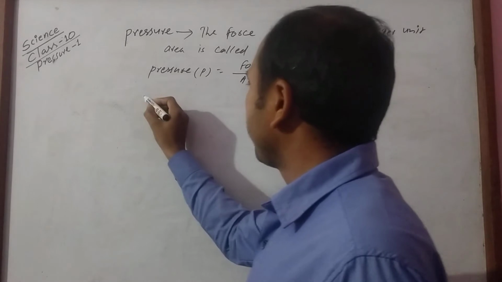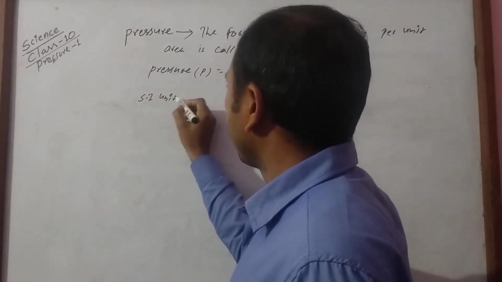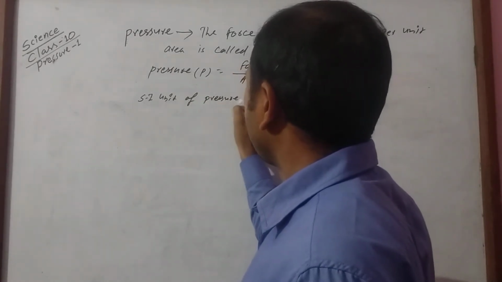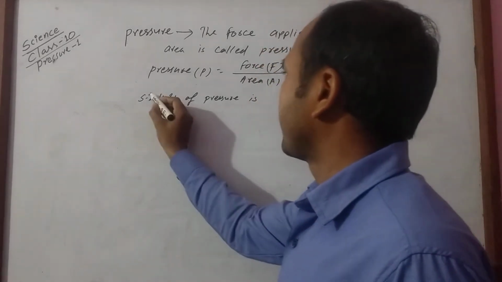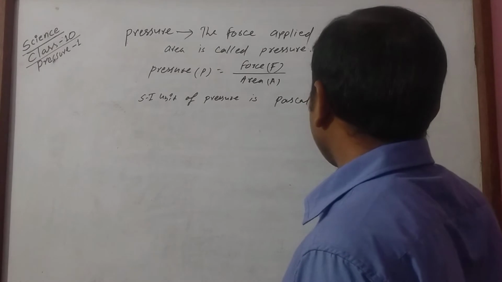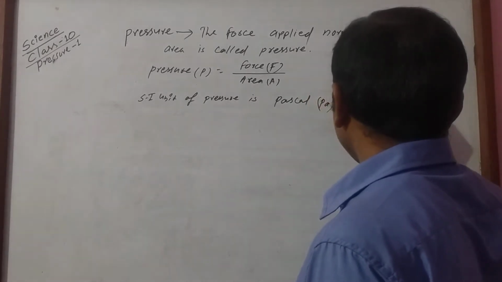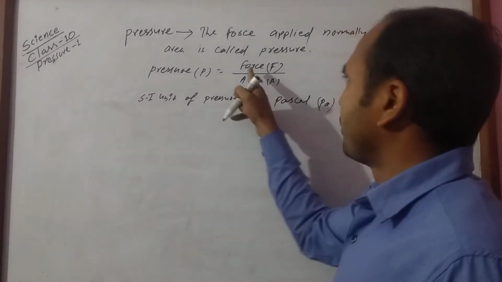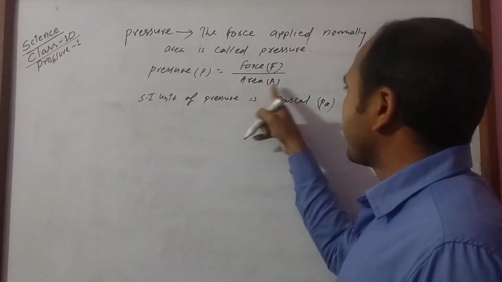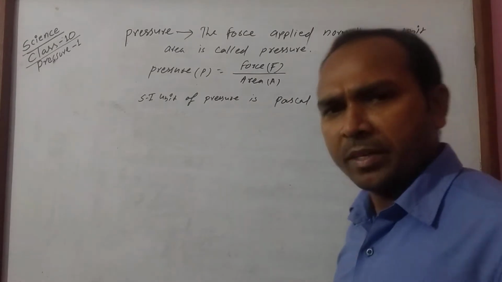And here, when we write the SI unit of pressure, the SI unit of pressure is Pascal, denoted by Pa, or Newton per meter square, because we already know the SI unit of force is Newton and the SI unit of area is meter square, so we can write Newton per meter square.